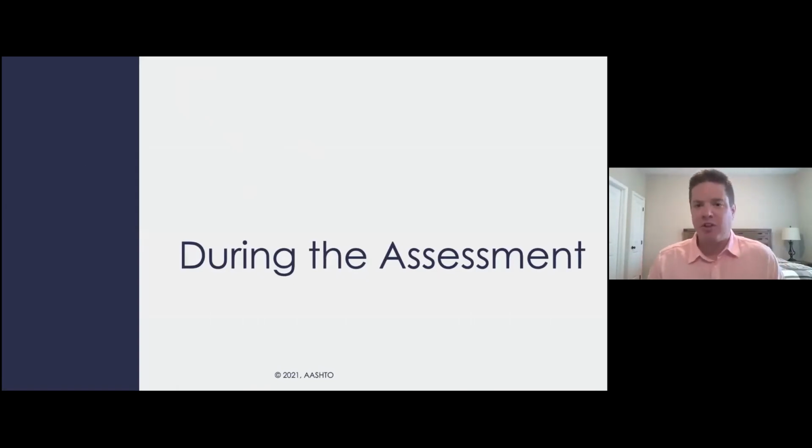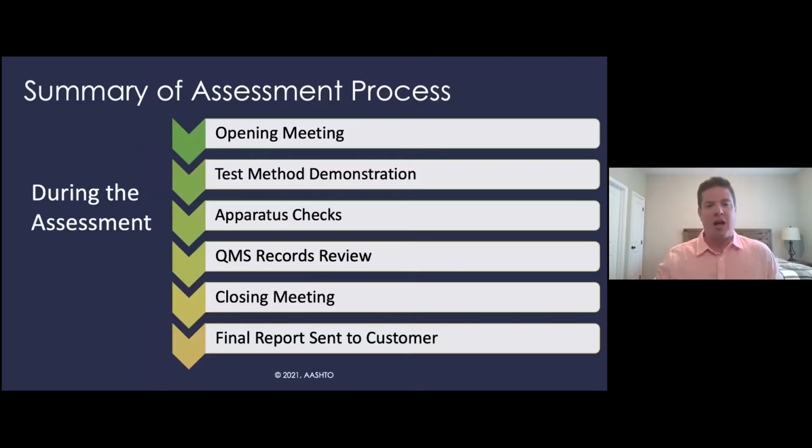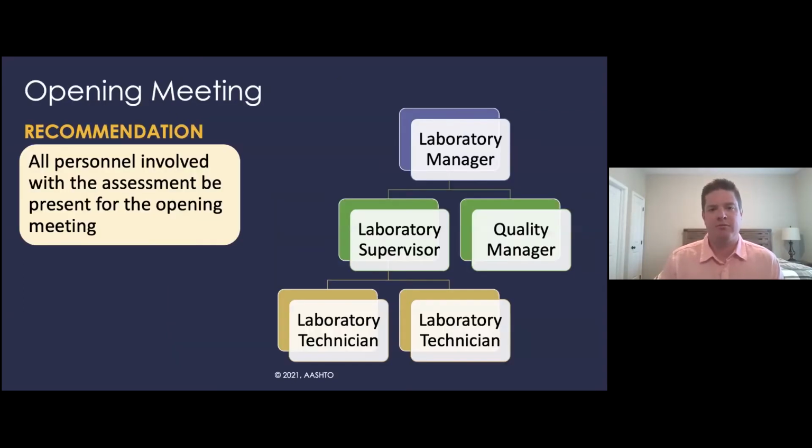So there was a lot of work that goes into getting ready for the assessment. And I want to kind of talk about what goes on during assessment and how all of that work applies to what happens during the assessment. So a quick summary of the assessment process: we have the opening meeting, the test method demonstration, apparatus checks, the QMS review, the closing meeting, and then you'll get your final report shortly after that. And we'll go into each of these steps a little more in depth as we go through.